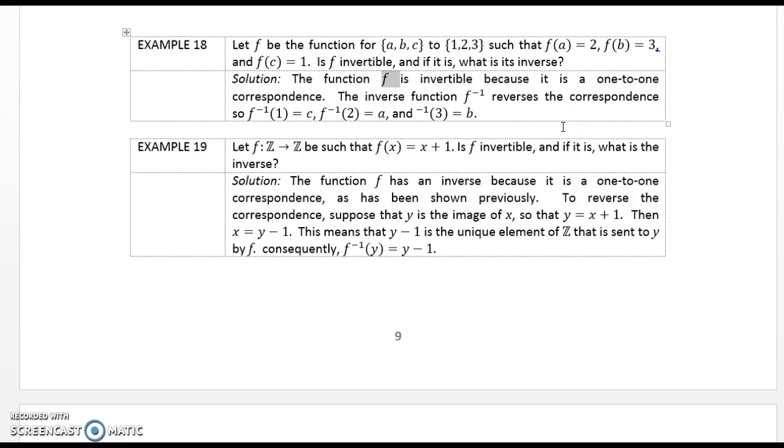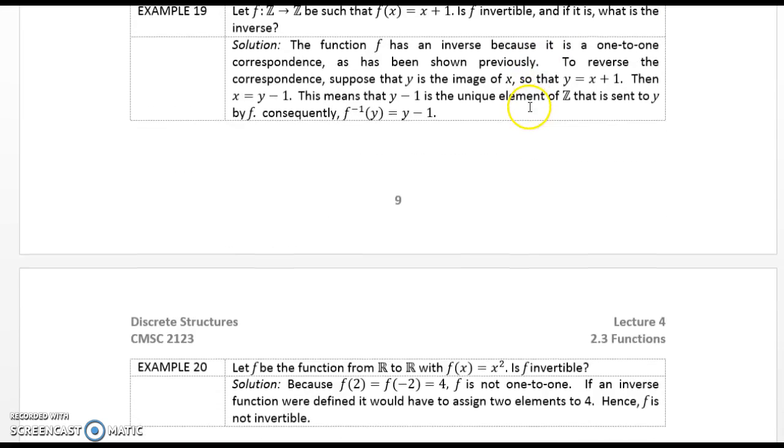The inverse function f inverse reverses the correspondence so that f inverse of 1 equals c, f inverse of 2 equals a, and f inverse of 3 equals b.